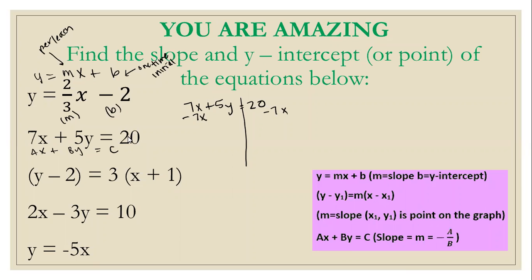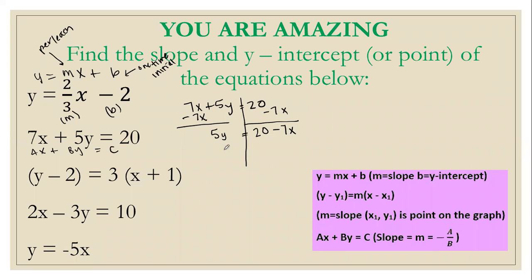This is in standard form. Alexa just told us to change standard form to slope-intercept form. We start by subtracting 7x. Thank you, Alexa. No problem, Miss Patterson. So, all right, that would give us 5y equals 20 minus 7x.